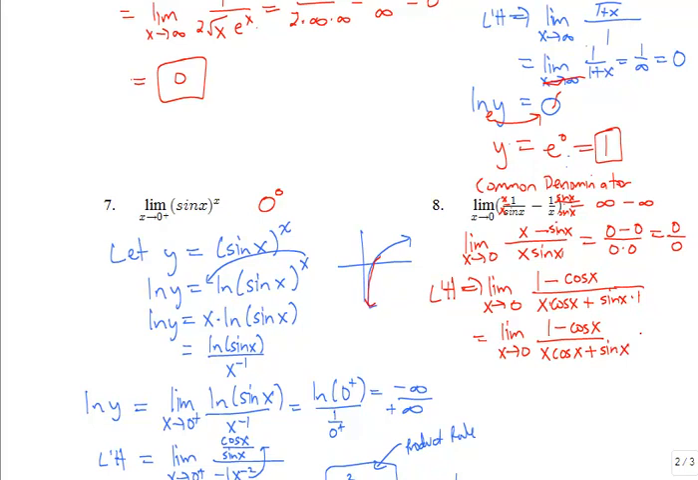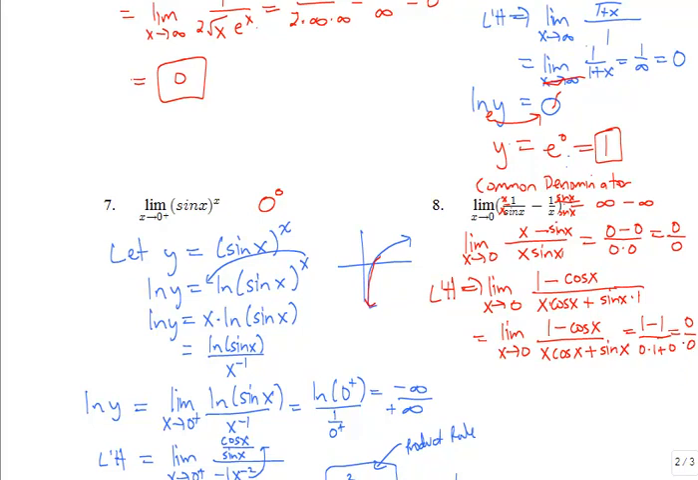So let's just go ahead and plug in and see what we get. In the top, we get a 1 minus cosine of 0 is 1. So that numerator is 0. On the bottom, x goes to 0, cosine of 0 is 1, plus sine of 0 stays 0. So in the bottom we also get 0.